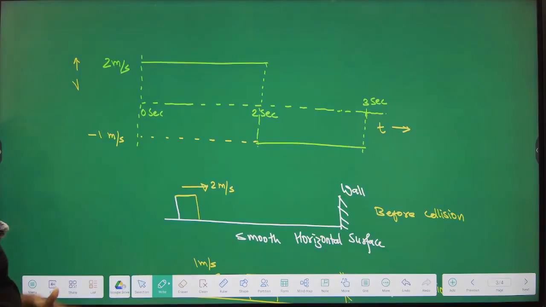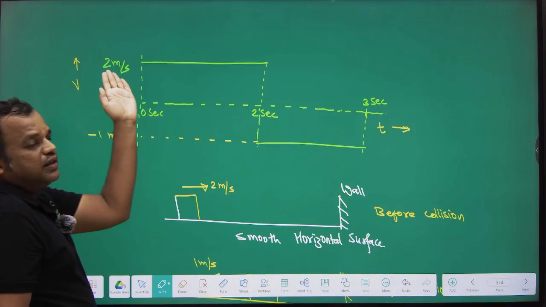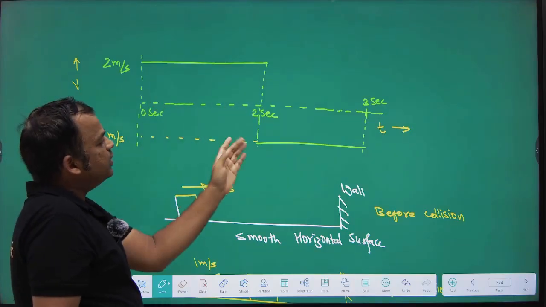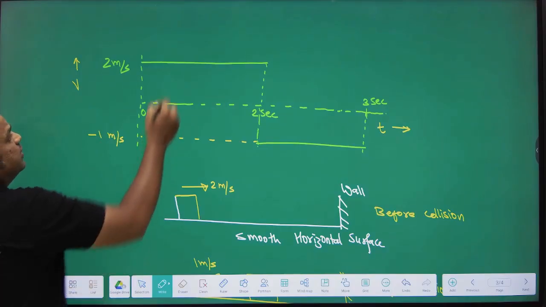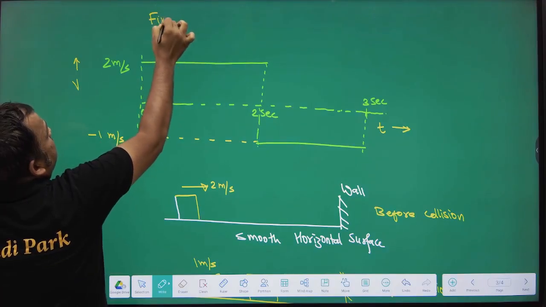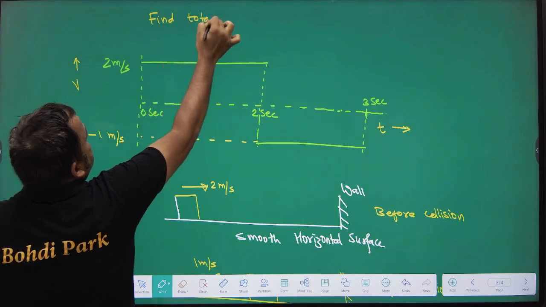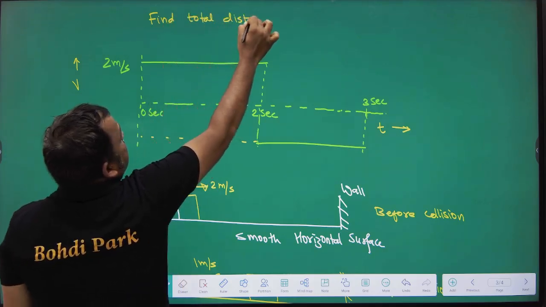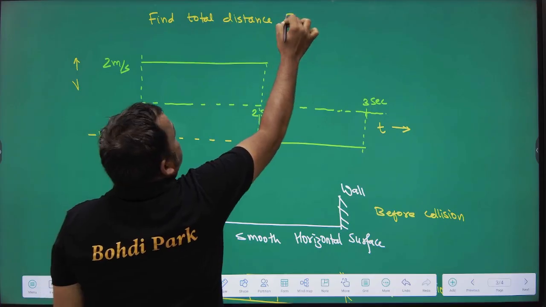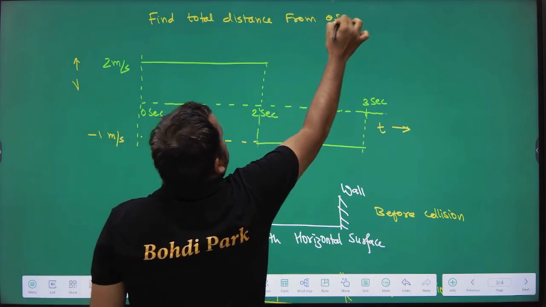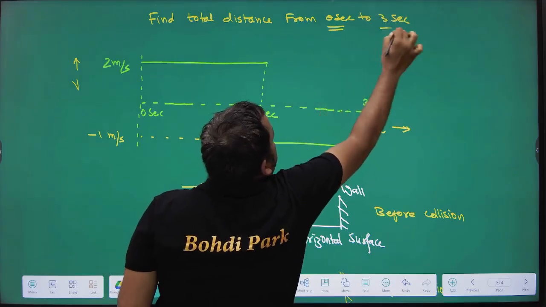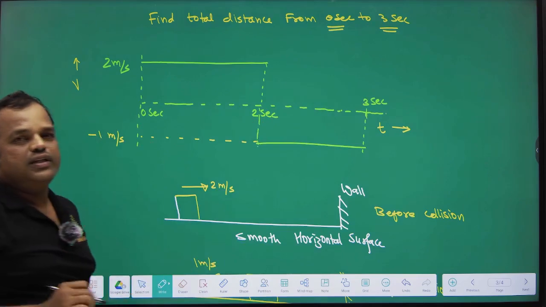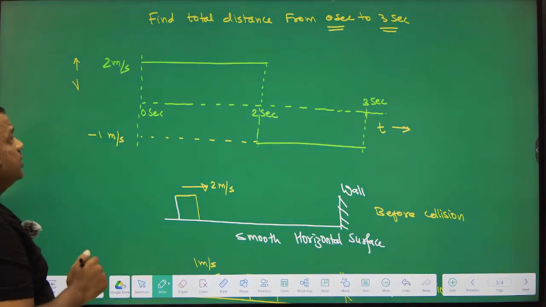So initial velocity is 2 meter per second. It is continuing for 2 seconds, and 2 to 3 second velocity becomes -1 meter per second. So question says find total distance from 0 second to 3 second. From 0 second to 3 second, what is the total displacement and total distance?